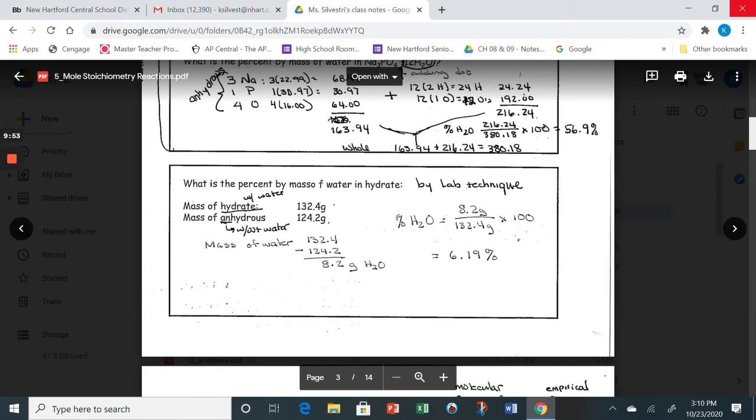Okay? So how do we do this? Well, a lot of times you're given lab data, and in that lab data, right here, it just gives you the mass of the hydrate and the mass of the anhydrous. Hydrate means the water is in there. Anhydrous means it does not have the water. So to get the mass of the water, you subtract the two, so that's this right here.